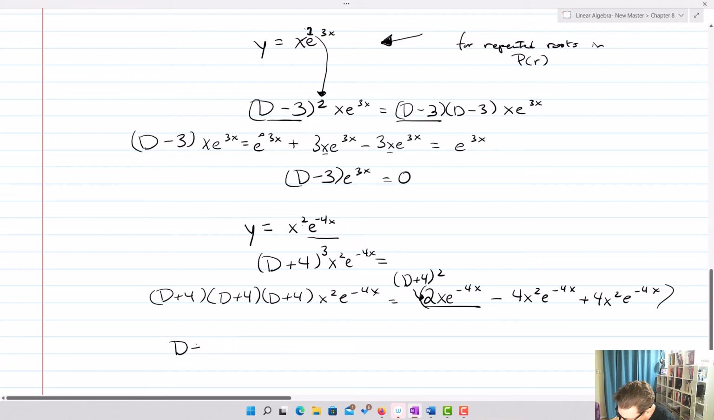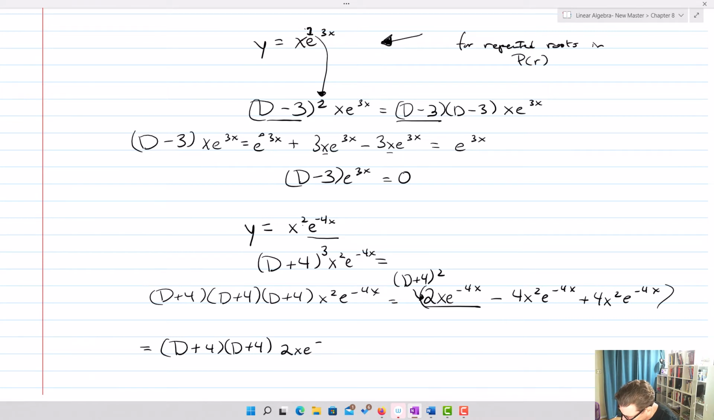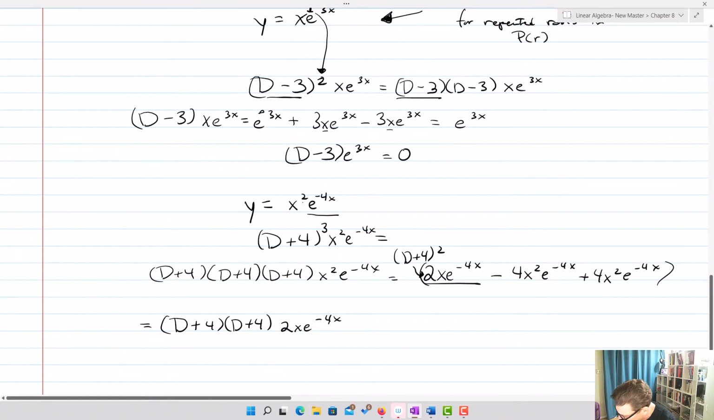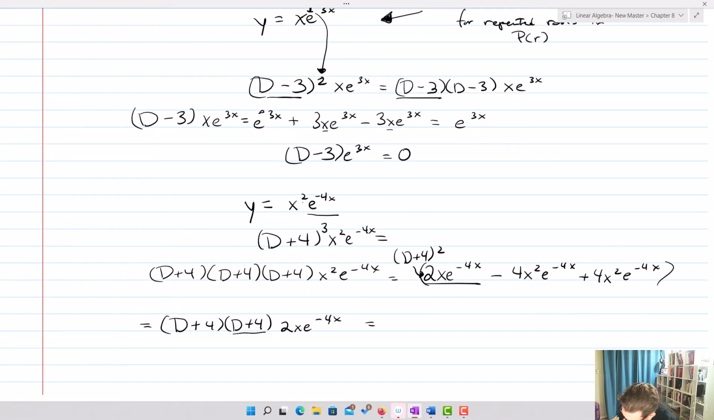So I've now got d plus 4 applied to 2x e to the negative 4x. So I've actually lost one of my powers of x, which is exactly what I wanted to have happen. Now we'll operate again by d plus 4. So that's going to then be d plus 4, that's going to be this one left over.